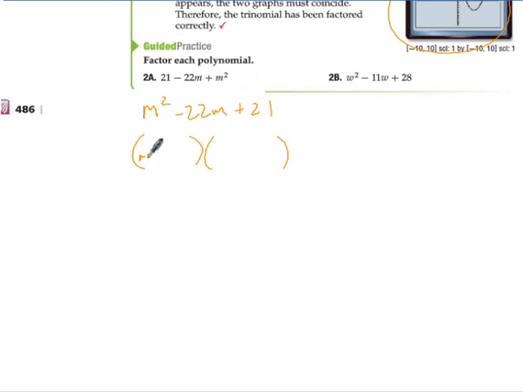Now, this is easy. This is m and m. They're both going to be negatives. And so my choices for 21, I could have negative 1 and negative 21. I could have negative 7, negative 3. I don't have that many choices. The 7 and 3 add to 10. 1 and 21 add to 22. So that's it. Negative 1 and negative 21. That's all I got.